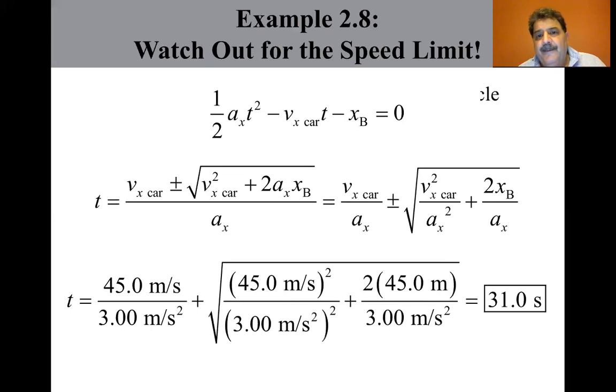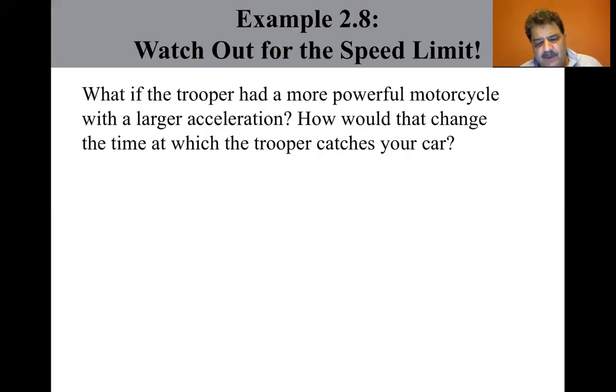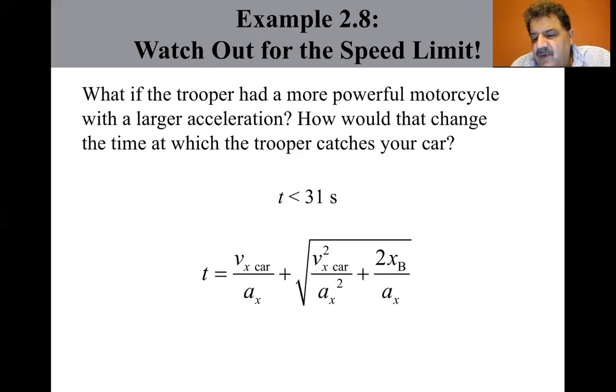What if the trooper had a more powerful motorcycle with a larger acceleration? How would that change the time at which the trooper catches your car? Well, if the motorcycle has a larger acceleration, the trooper should catch up to your car sooner. So the answer for the time would be less than 31 seconds, because all terms on the right side of the equation have ax in the denominator. We see symbolically that increasing the acceleration will decrease the time at which the trooper catches your car. This ends our discussion of section 2.7. In the next section, we will discuss freely falling objects.